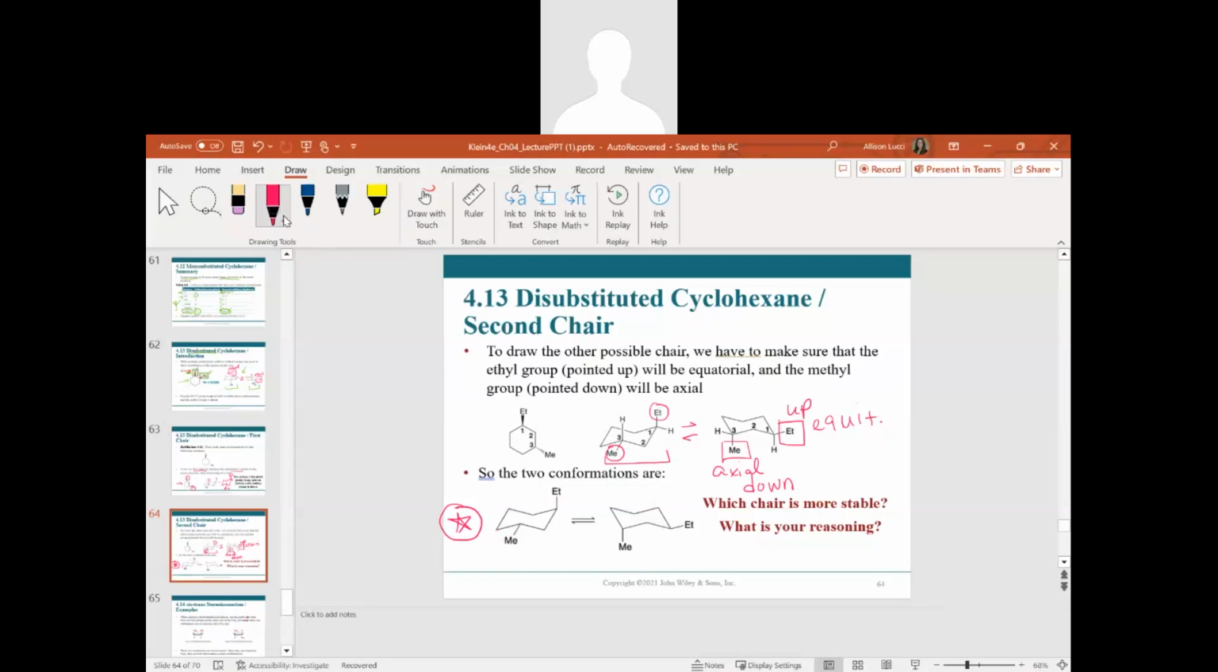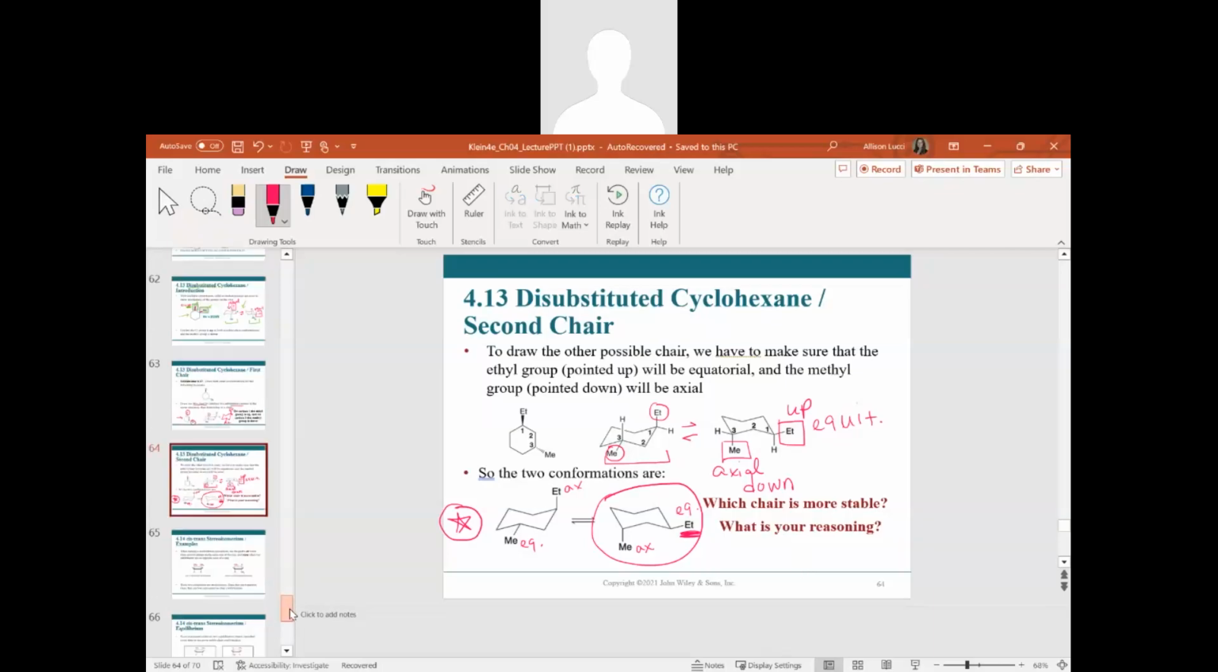And we're asked here to reason which chair would be more stable. Let's identify what's in the axial and what's in the equatorial position. This is axial, this is equatorial, here we have axial, and here we have equatorial. Looking at these structures, we have one group in each position, so we have to consider which group is larger, which would cause a higher energy difference in the axial position. If you recall, the equatorial position is always the more stable position. Since our larger group, the ethyl group, is in the equatorial position in this conformation, this would be our more stable conformation.